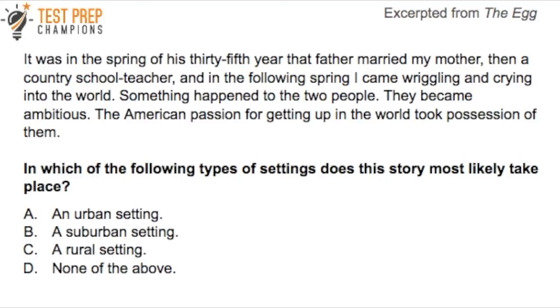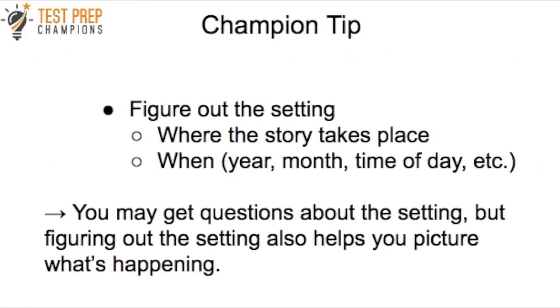Okay, so let's break these down. An urban setting is just another way of saying the story would be set in a city. A suburban setting would mean just outside of a city, and a rural setting would be in a country-like area. Since we see the word country in the passage, that's a clue that this is set in a rural area. Now, I grew up in a rural area in Pennsylvania, out in the countryside, but for the last 10 years of my life, I've lived in different cities. So just keep in mind, urban means city, suburban means right outside of a city, and rural means out in the country, basically.